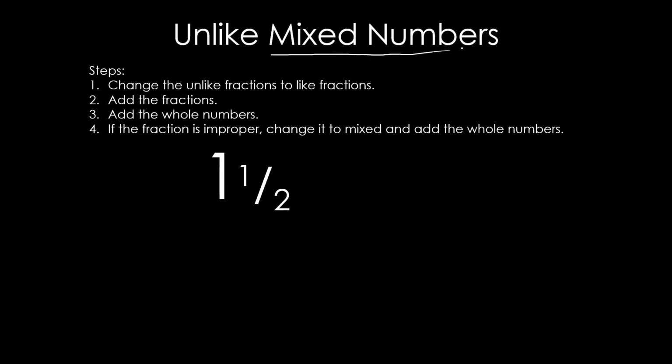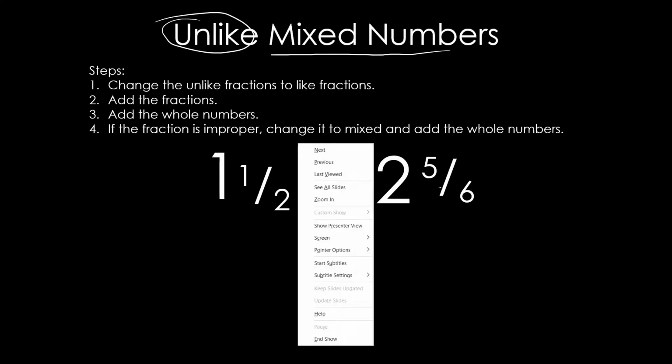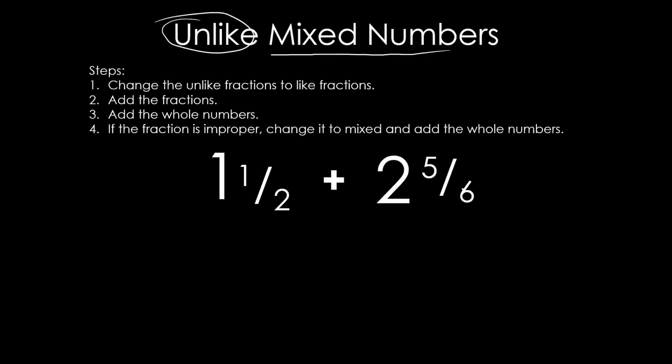Mixed number na siya, but they are unlike mixed number. Okay. 1 and 1/2 is a mixed number, and 2 and 5/6 is a mixed number as well. Comparing the two, they are unlike. Why? Because yung denominator ni 1/2 ay 2, yung denominator ni 5/6 ay 6. So basically, unlike sila. So ang tawag sa kanila ay unlike mixed number. So paano tayo nagdi-deal dito?